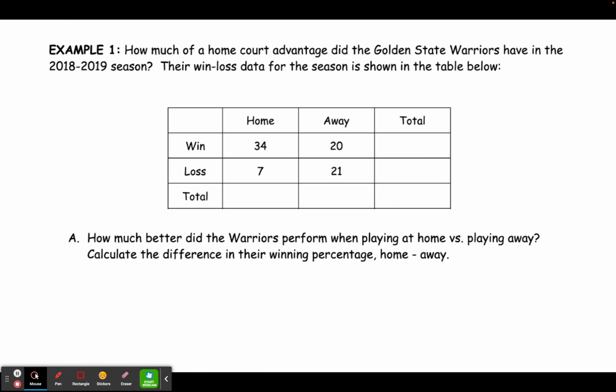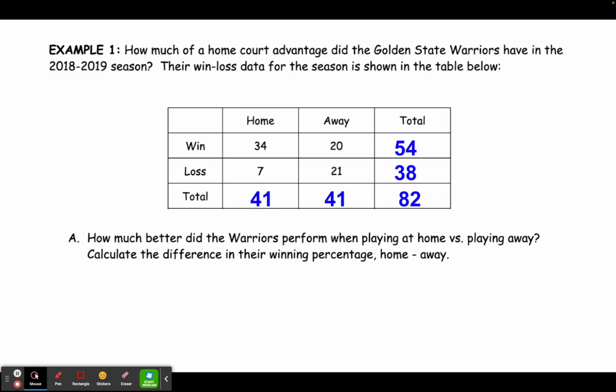As our first example, we're going to look at how much of a home court advantage the Golden State Warriors had in the 2018-19 season. We have some win-loss data presented for you in a way that you've seen many times before in this course. We've organized it into a two-way table. With that two-way table, we can calculate their overall record for that season. They finished 54-38. We also can do column totals. So we know that they played 41 games at home and 41 games away. And then, of course, we know that they had 82 games total for their season.